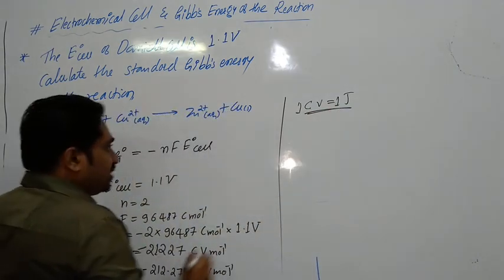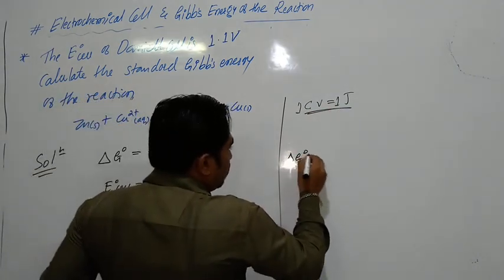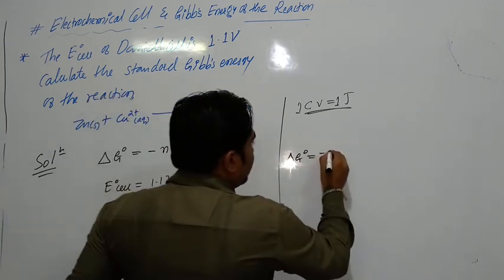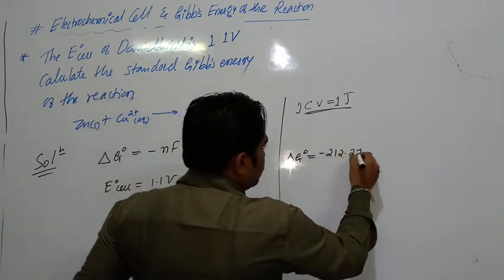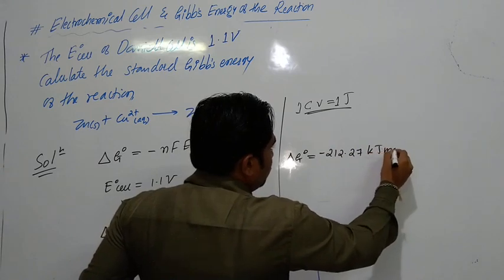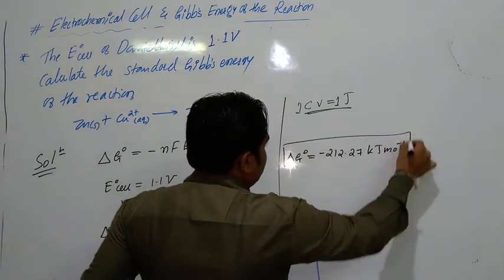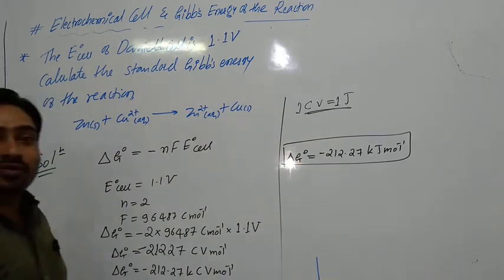So directly I can write delta G naught is equal to minus 212.27 kilojoules per mole. So this is my answer, kilojoules per mole, isn't it?